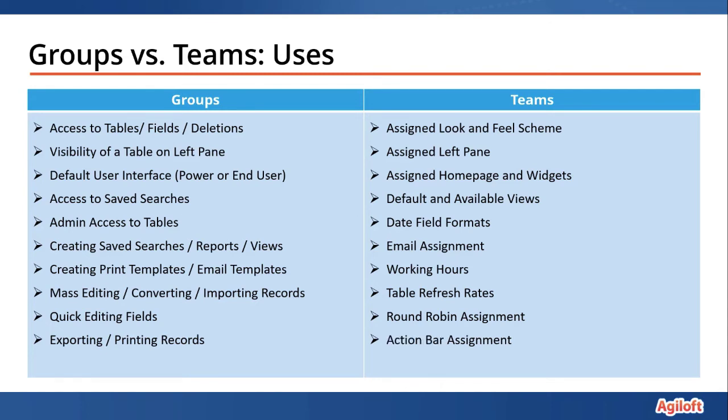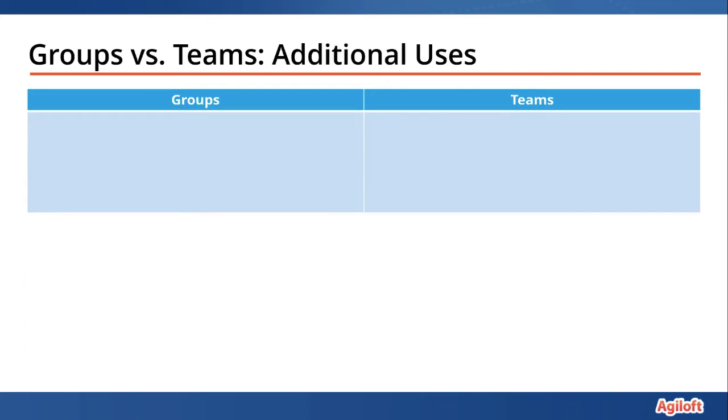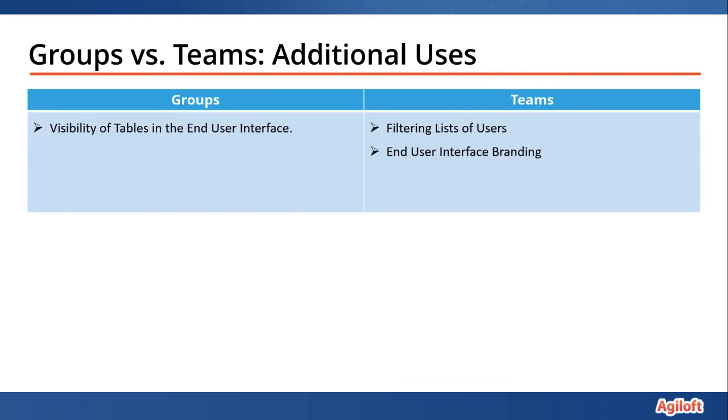A user's team also determines what action bar is available to them for specific tables, as well as access to system languages. Additional uses for groups include visibility of tables in the end user interface. And teams would also determine filtering lists of users, for example, when assigning a user to a record.